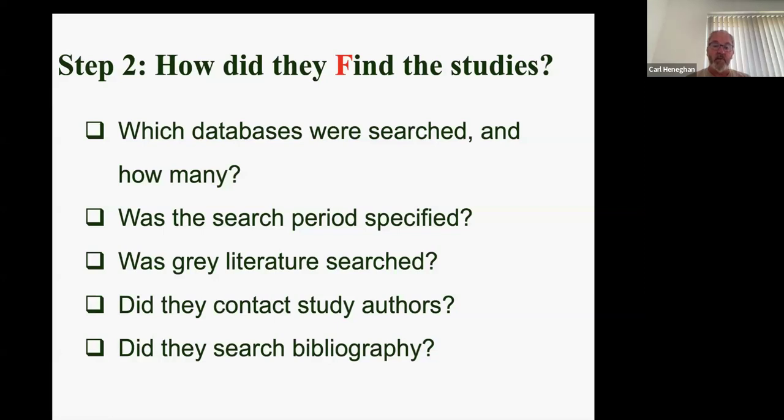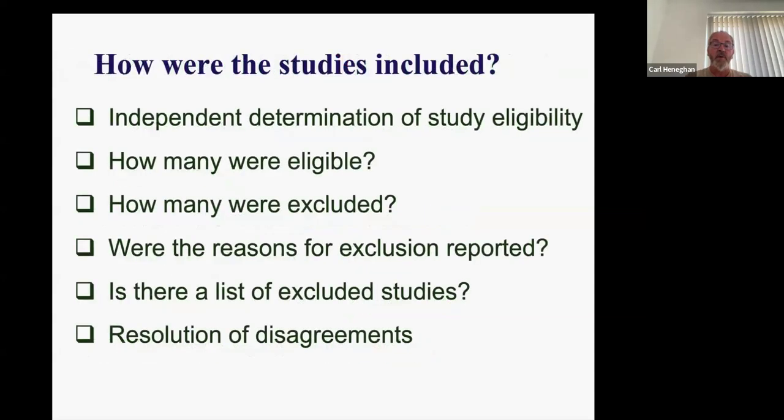You want an approach, which is grey literature, to try and find unpublished studies. And then you do things like search the reference lists or the bibliographies to check you haven't missed anything. And when you do that, you basically think about what type of studies were included, how many were eligible, how many were excluded, what were the reasons for exclusion, is there a list of excluded studies? And also, if we disagree, how do we resolve those disagreements in the method?